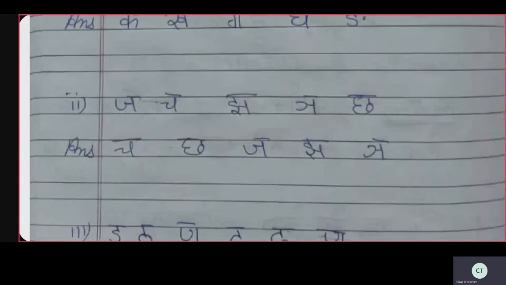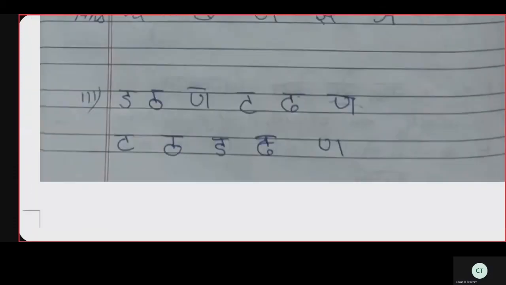Second one, J, J, J, Ny, Ch. What is the question? J, Ch, J, J, Ny, Ch. So write it. First, what will come? J, then Ch, then J, then ch, then nya. So ch ch j j nya. Third one, da da na da da na. Oh, sorry, yeah. Two times na is given. You have to write only one time. Ta ta da da na.